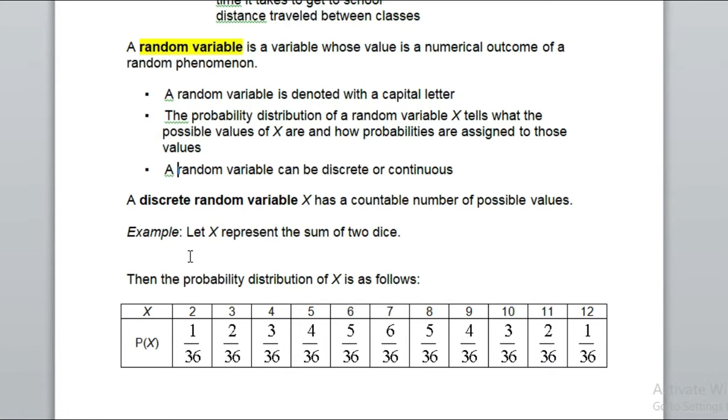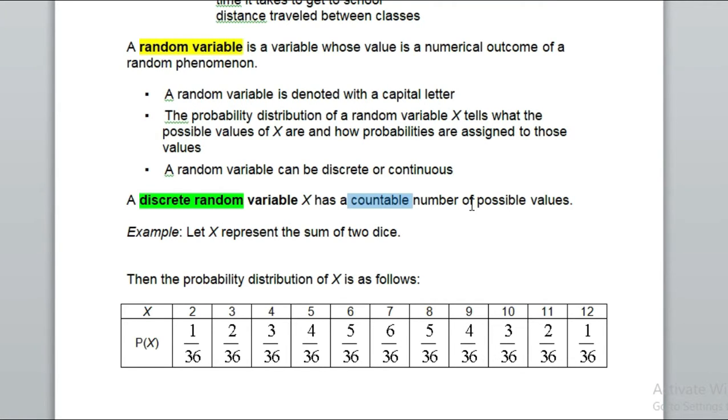A discrete random variable. Let's talk about the definition. A discrete random variable x has a countable number of possible values. The condition for a discrete random variable is a countable number of possible values.